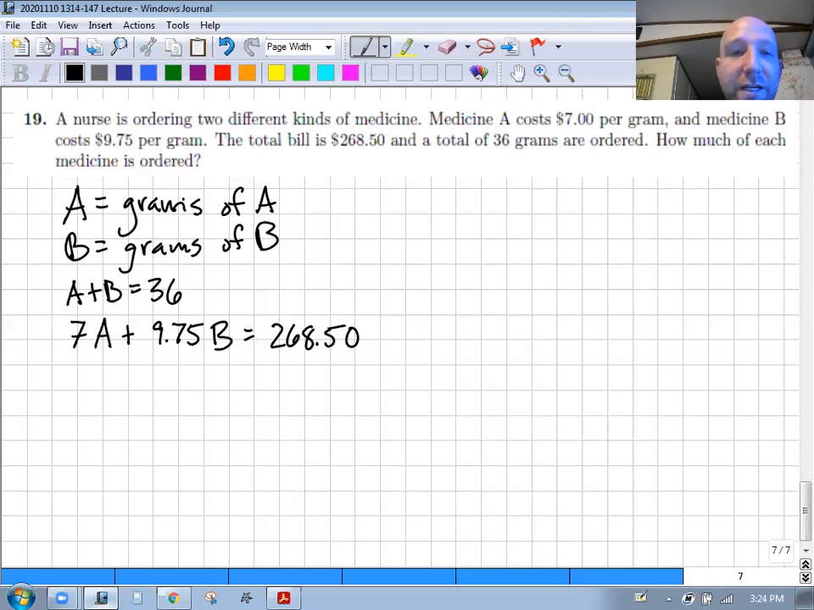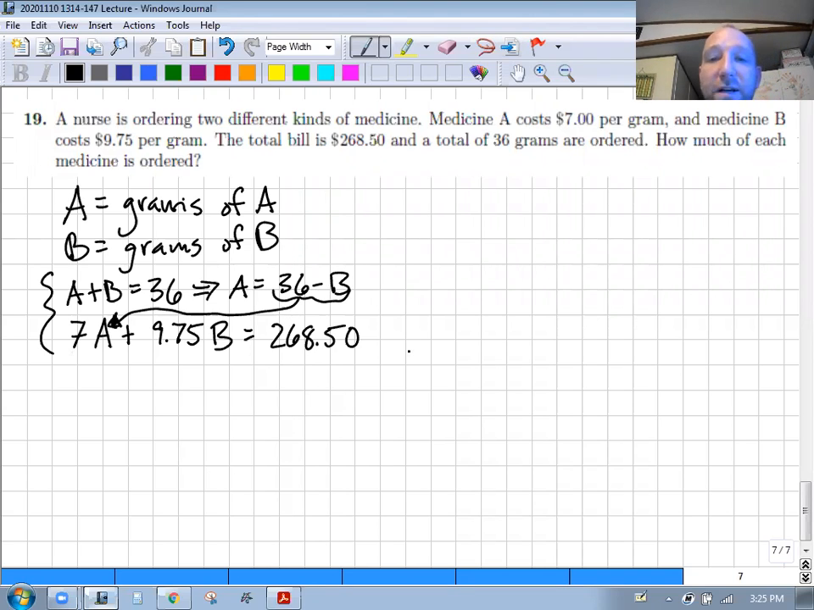So again, the trick here is we want one equation with one unknown. So let's take this guy and rewrite it like this. And now let's take what A is and put it right there. So then we have an equation with only B in it. You can solve for either one here. It doesn't have to be A. We could have solved for B. It doesn't matter. So we have 7 times, A here is 36 minus B.